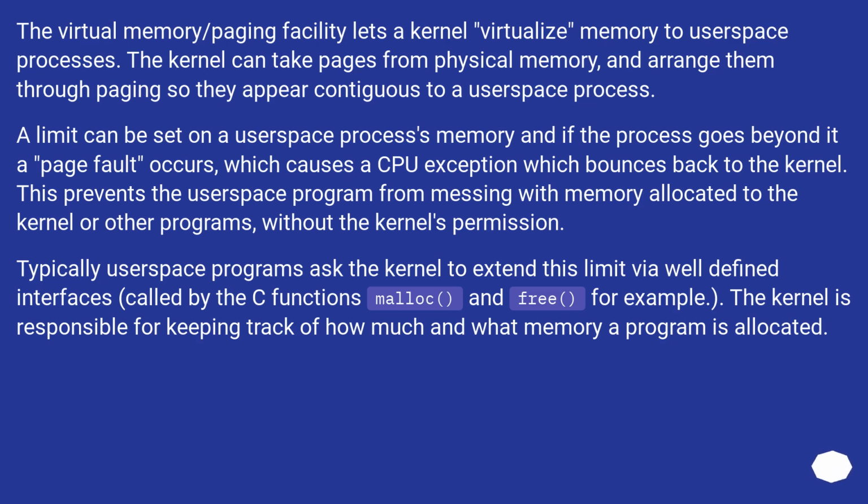This prevents the user space program from messing with memory allocated to the kernel or other programs, without the kernel's permission. Typically, user space programs ask the kernel to extend this limit via well-defined interfaces, called by the C functions malloc and free, for example. The kernel is responsible for keeping track of how much and what memory a program is allocated.